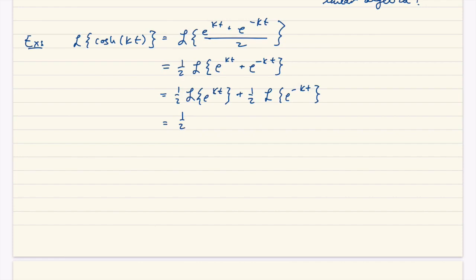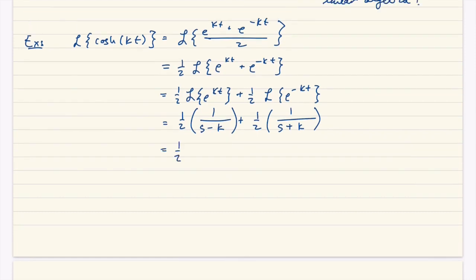We saw that if we take the transform of e to the kt, what we end up with is 1 over s minus k. And by extension, if I take the Laplace transform of e to the minus kt, we'll end up with 1 over s minus a negative k. So it's 1 over s plus k. And we can factor out the 1/2.